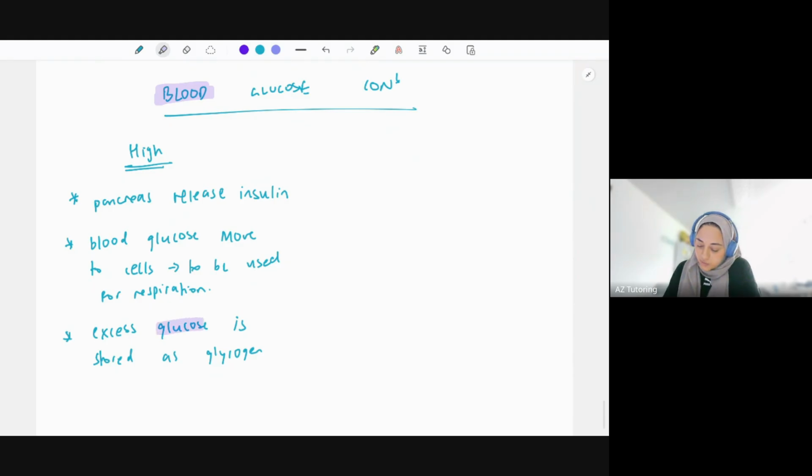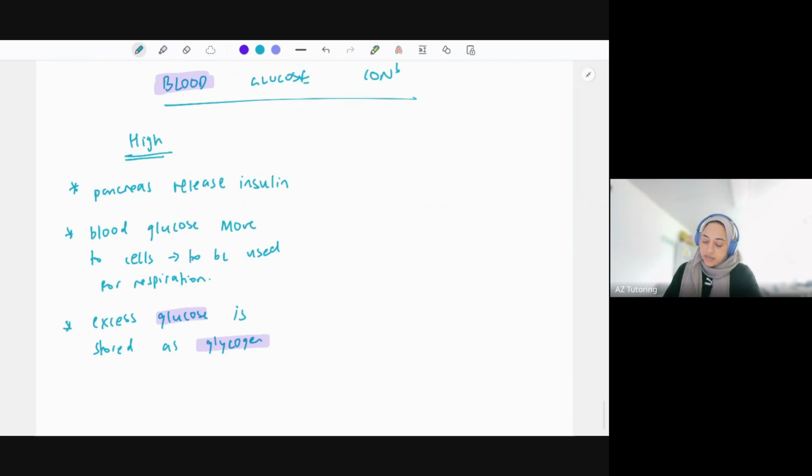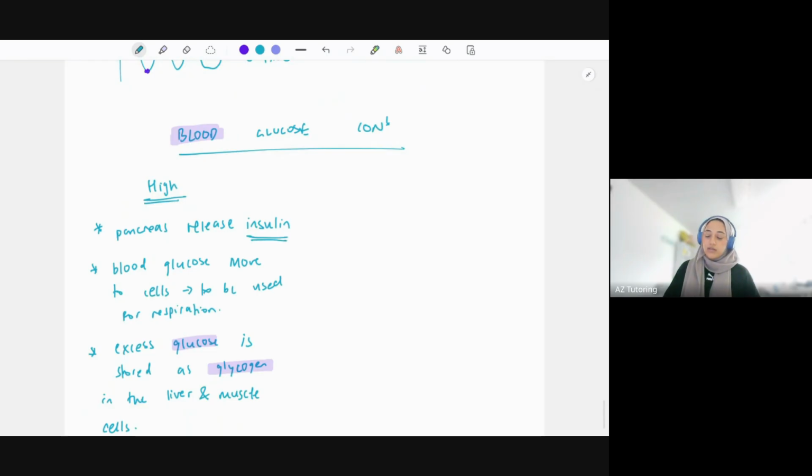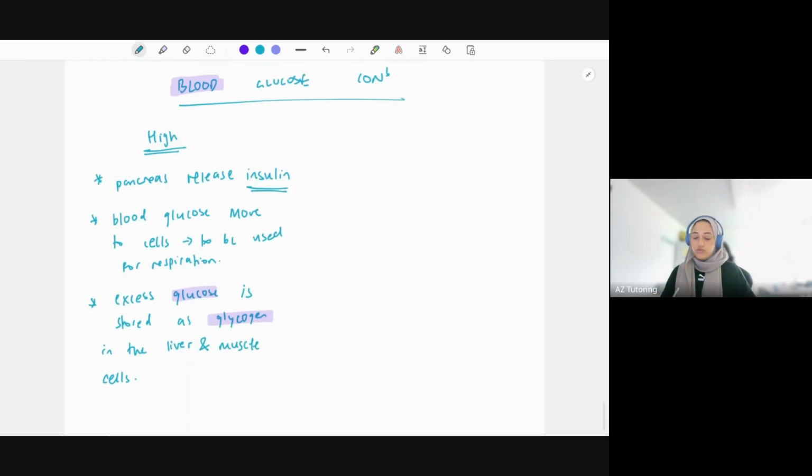So just be careful of these words, glucose and glycogen, don't get them confused. Glucose is just small molecules. Glycogen is loads of glucose combined together. So any excess glucose or spare is stored as glycogen in the liver and muscle cells, because it wants to get it out of the blood, because the whole purpose of insulin is to lower the blood glucose concentration.